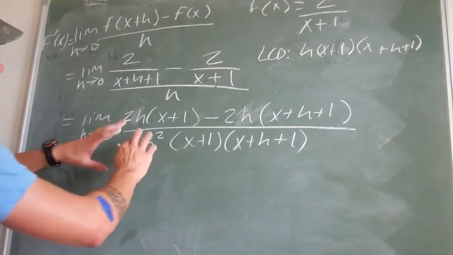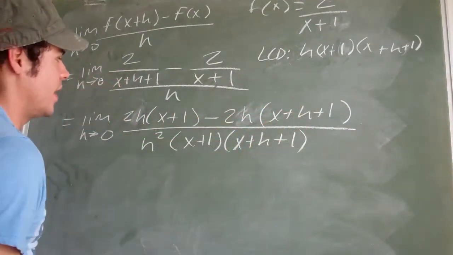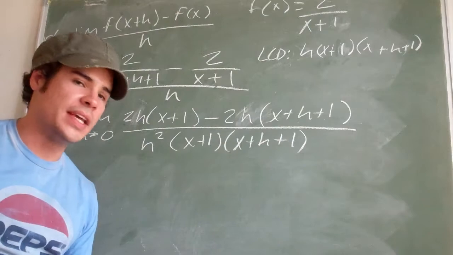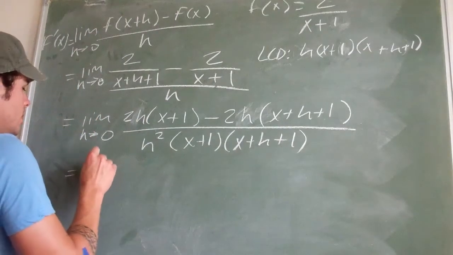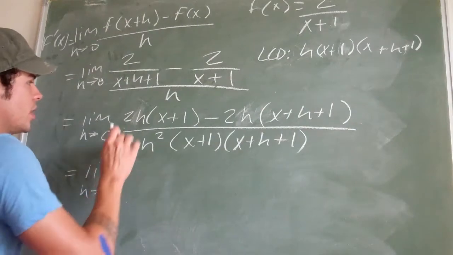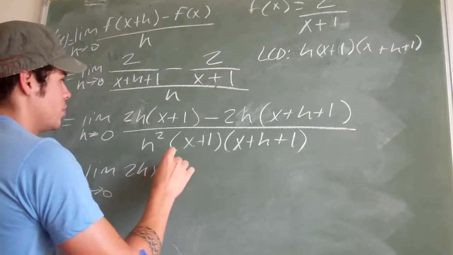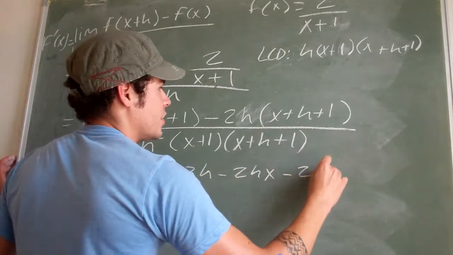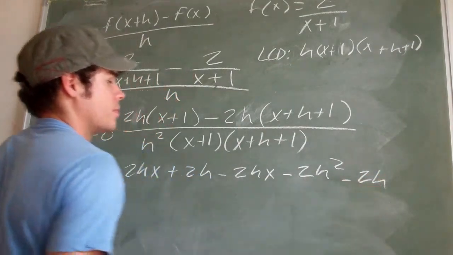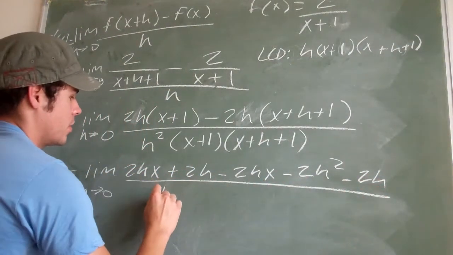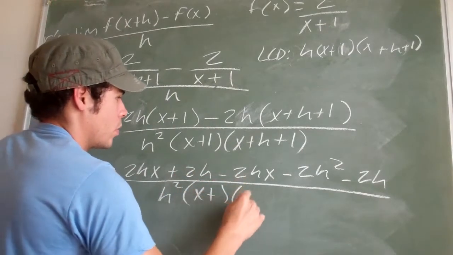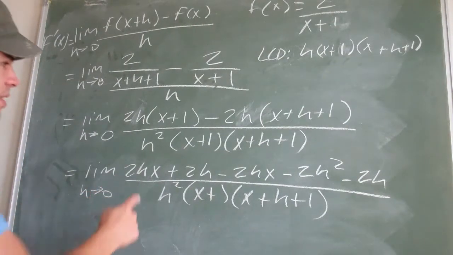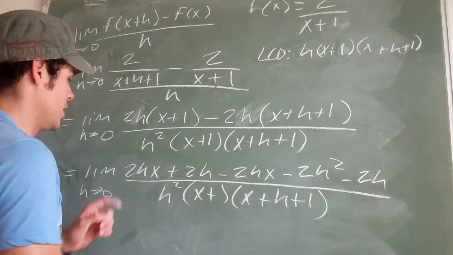And what I'm going to do is go ahead and multiply this out, the top that is, and hopefully what I can do is get rid of this right here. Okay, so let's find out if that's the case, if I truly can get rid of this. So limit as h approaches 0 of 2hx plus 2h minus 2hx minus 2h squared minus 2h, all over. Okay, so right away I can see, look, I can get rid of these, right? That looks good, that looks good. So let's go ahead and get rid of them.